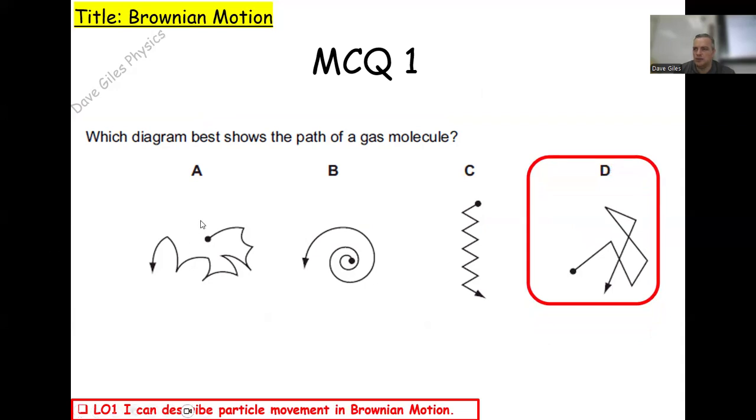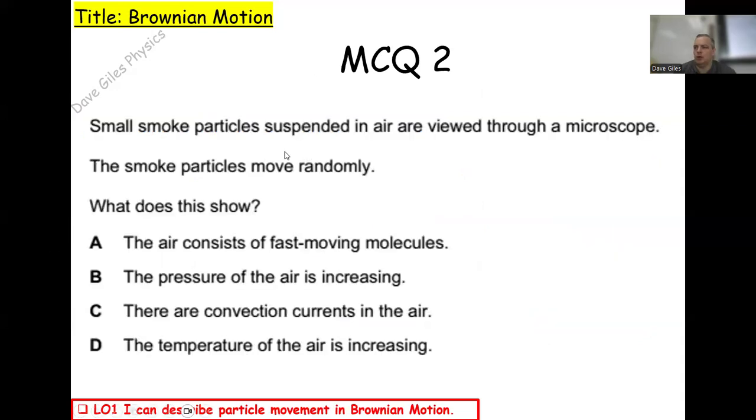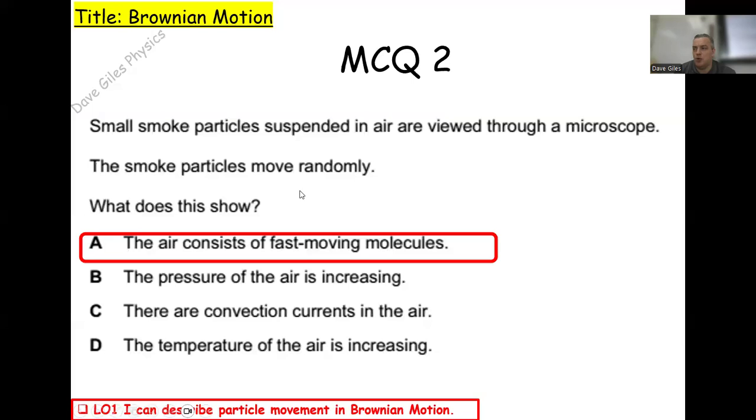Okay, next question. Small smoke particles suspended in air are viewed through a microscope. The smoke particles move randomly. What does this show? I'll give you a few seconds to think about it. Pause it if you need to. It shows the air consists of fast-moving molecules, which is what's causing them to change direction and move randomly.